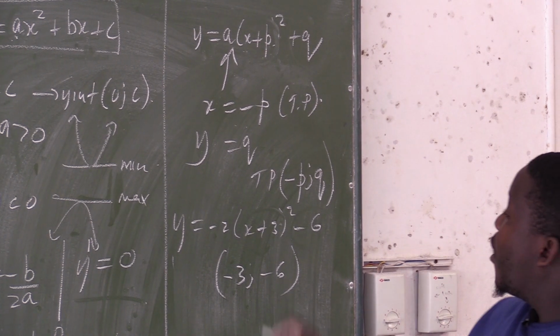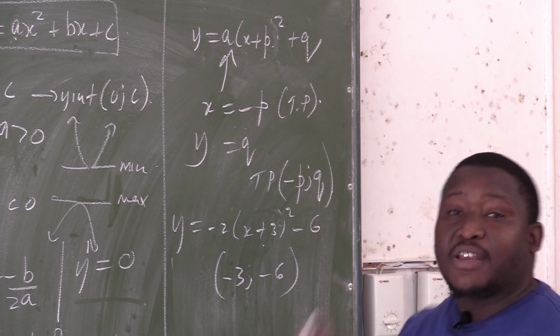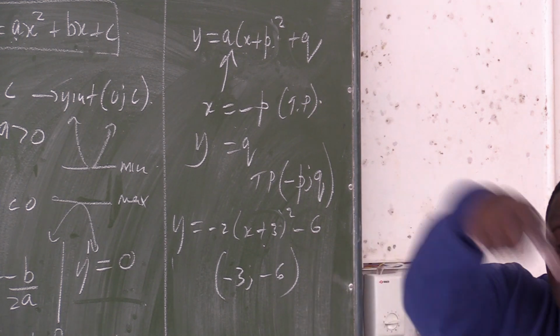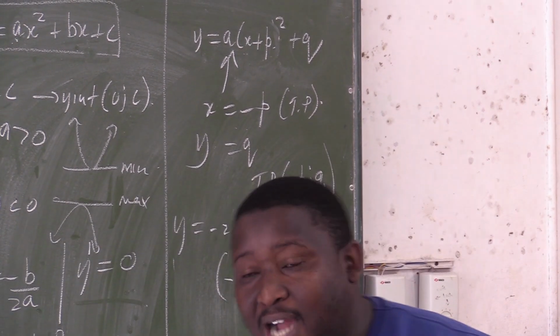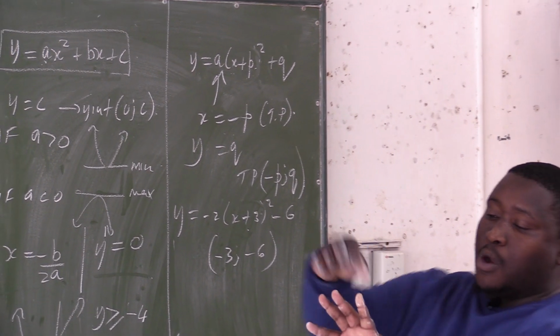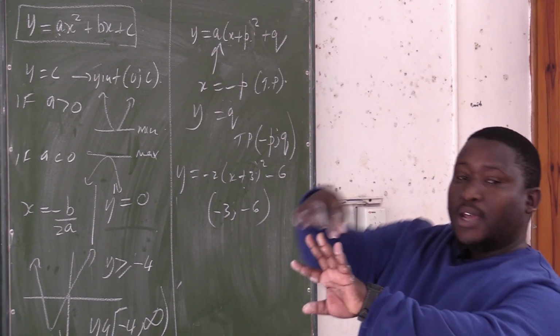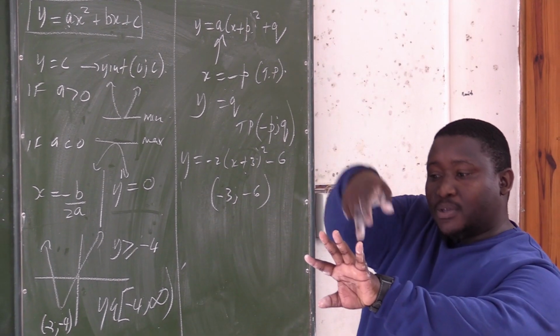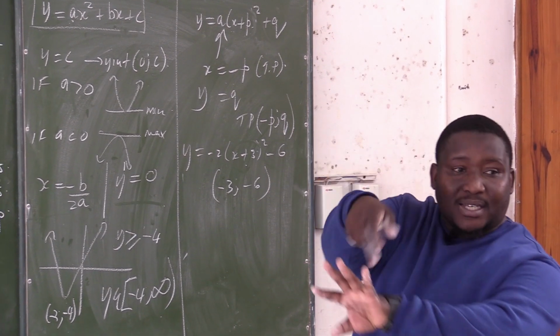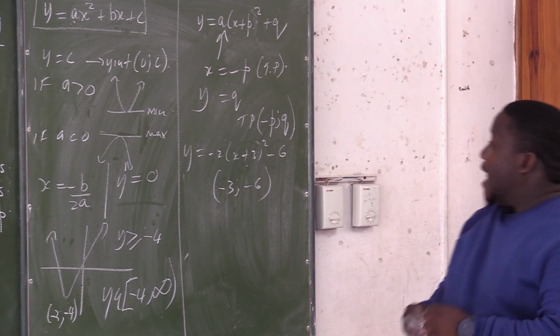The only thing that you'll have to calculate if it's given in that form are your intercepts, your x-intercept as well as your y-intercept. For the x-intercept, y is 0. For the y-intercept, x is 0. Cool.